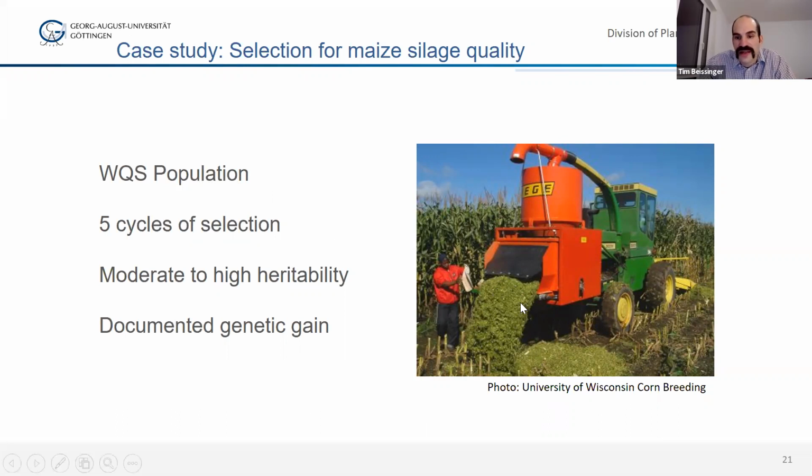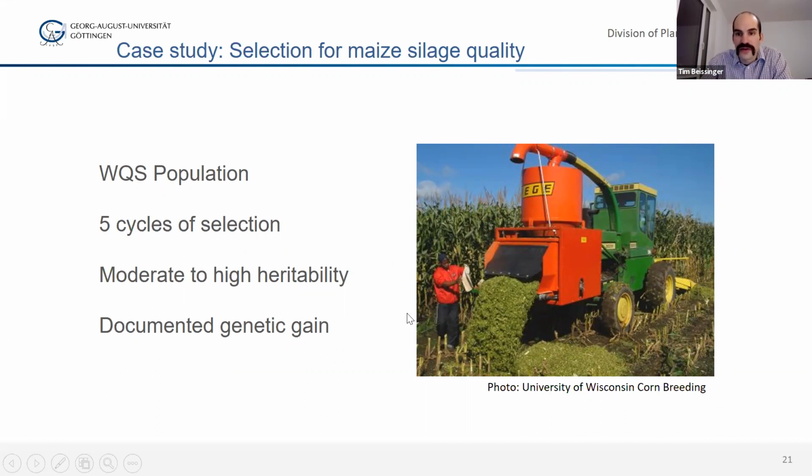And they aren't selecting just on yield. They are selecting on yield, but other parameters in the selection index include how digestible is the maize when it's in a cow's stomach. And so over these 5 cycles, each cycle is several years, and it's a total of about 20 years of selection, they've documented quite a bit of genetic gain in the population.